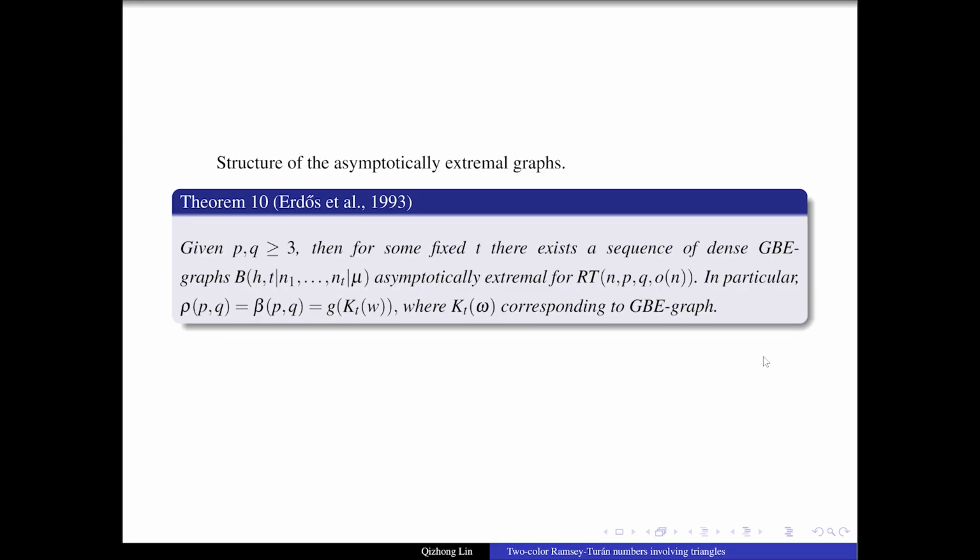And the following result tells that there exists a sequence of dense generalized Bollobás-Erdős graphs asymptotically extremal for the Ramsey-Turán number. In particular, we know that the Ramsey-Turán density ρ(P,Q) equals the edge density of the weighted complete graph K_t^ω, which corresponds to the generalized Bollobás-Erdős graph.